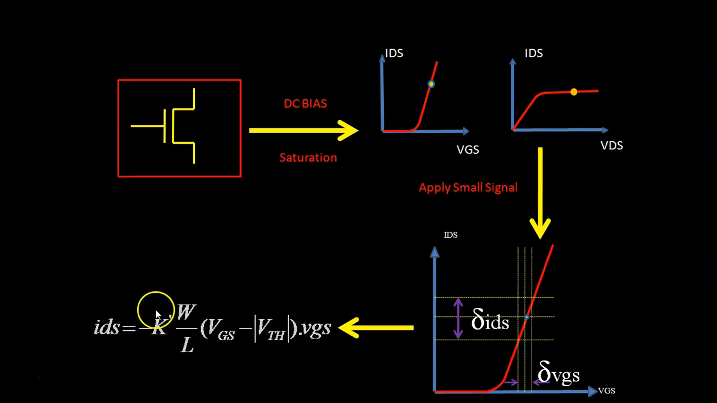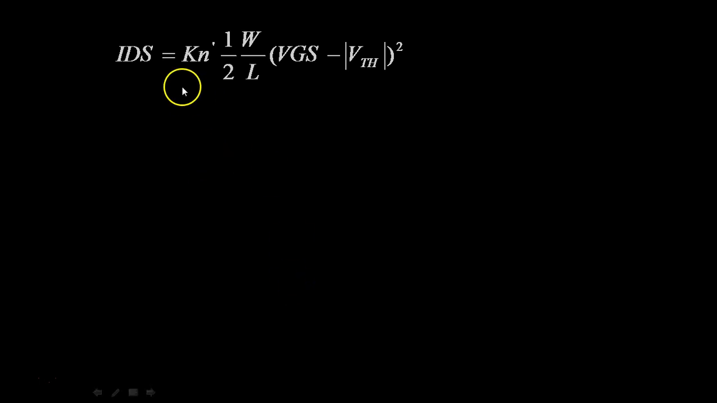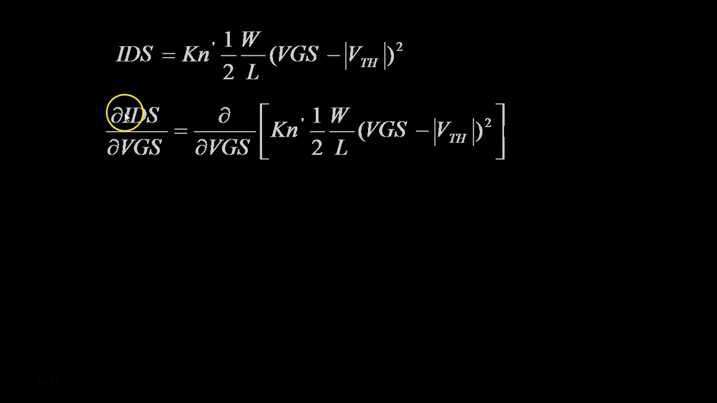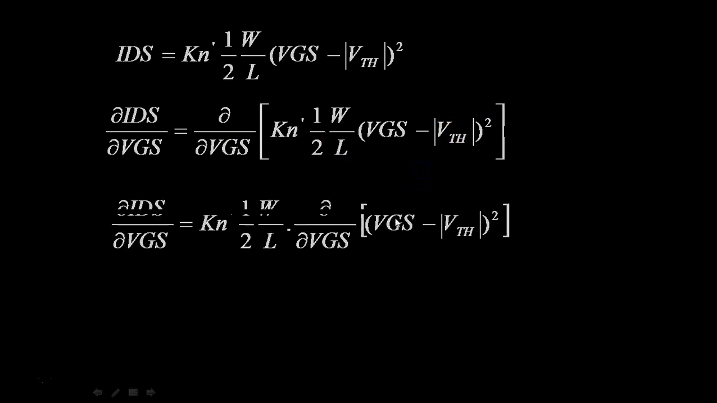Now we have to find out what this constant term is. This constant term is a very meaningful term, which is nothing but transconductance. It can be very easily derived. This is the equation of the current in saturation. I differentiate this IDS with respect to VGS. On the right hand side, the only term containing VGS is this term, so applying dou by dou VGS gives 2 times this term. Since kn dash W by L is constant, I take it out, and the differentiation of the squared term gives 2 into (VGS minus VT).